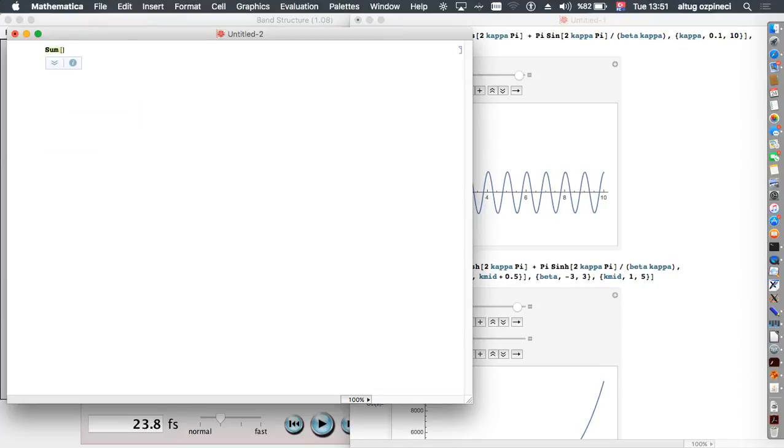We are summing 1 over k tilde plus L squared plus kappa tilde squared, with L from minus infinity to infinity. Apparently, I forgot some sign somewhere. Let's say this is M.